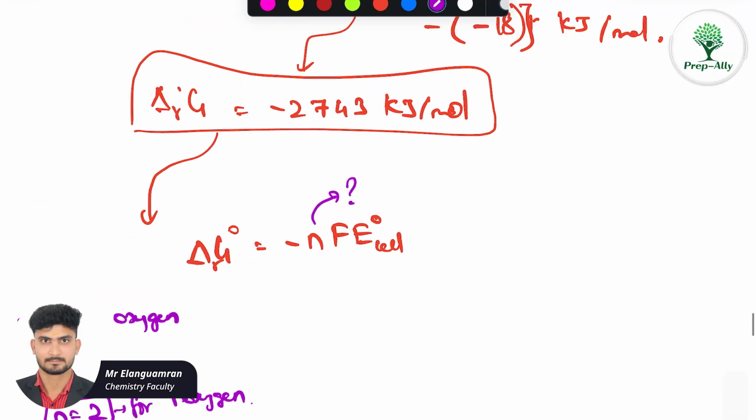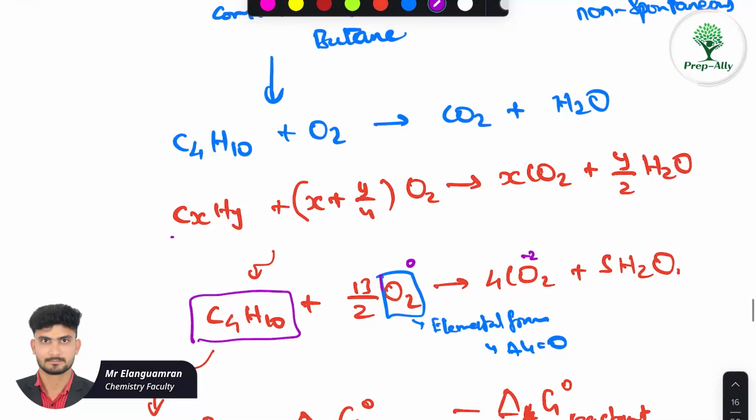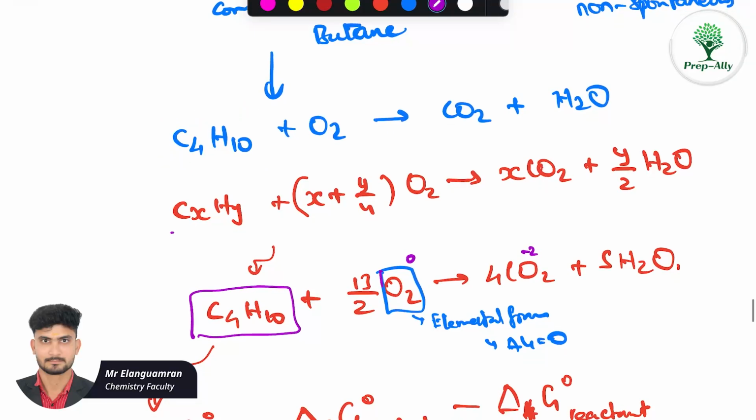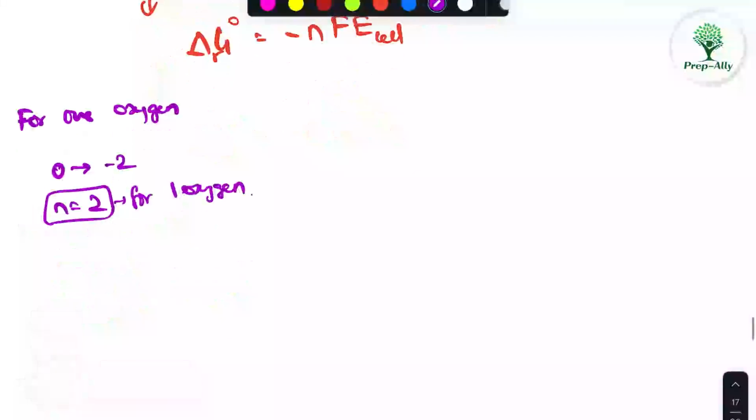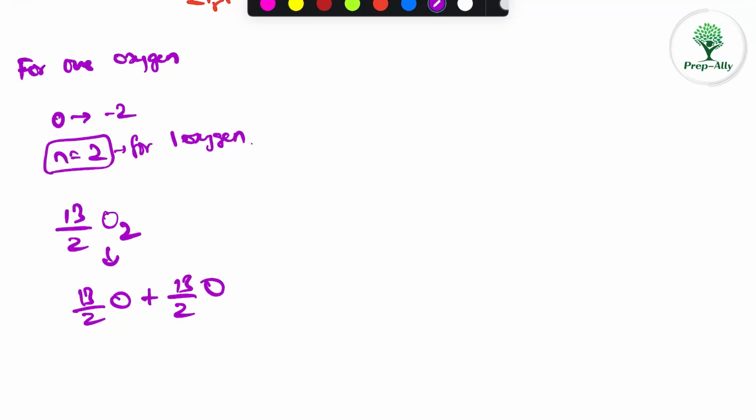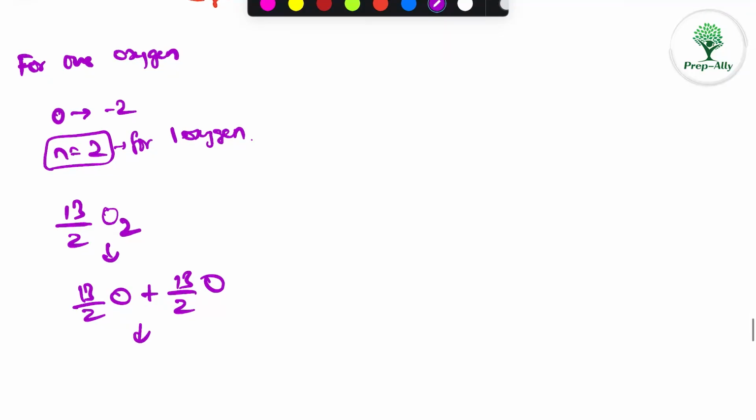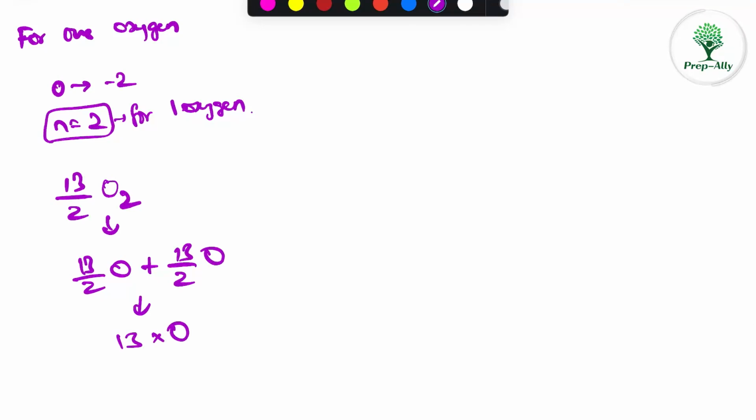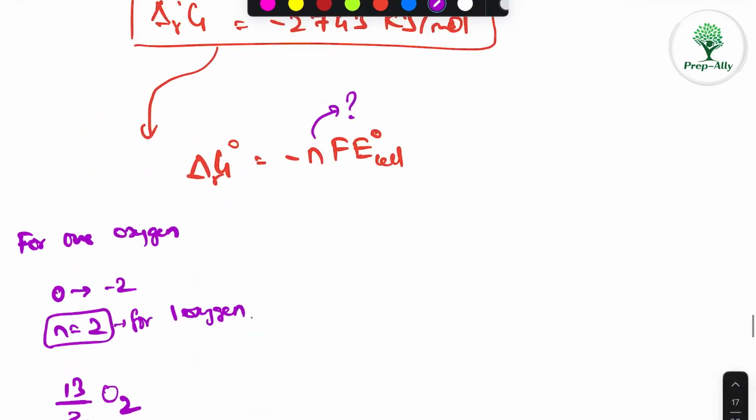What about how many oxygens are involved in this reaction? For 1 mole of C4H10, 13 by 2 O2. So I can break it: it is going to be 13 by 2 O plus 13 by 2 O. Since 2 O are there, I am going to write how many atoms of oxygen there are, so I can get 13 O. Each n factor is 2, so 13 into 2, the n factor is going to be 26. So the n is going to be 26.